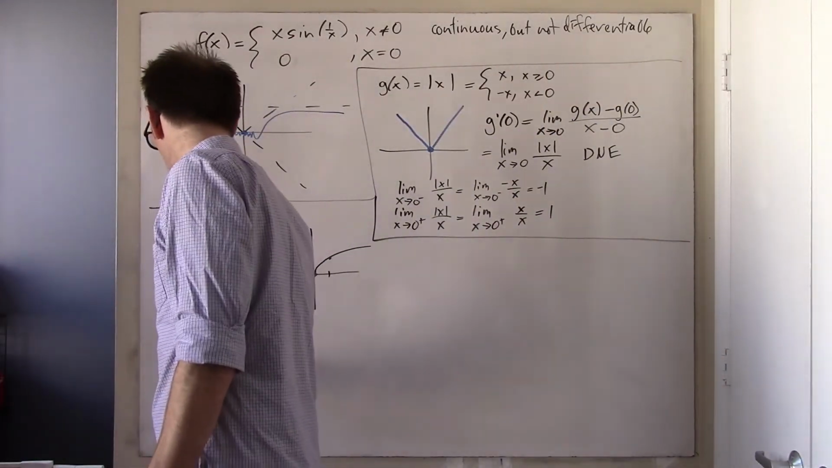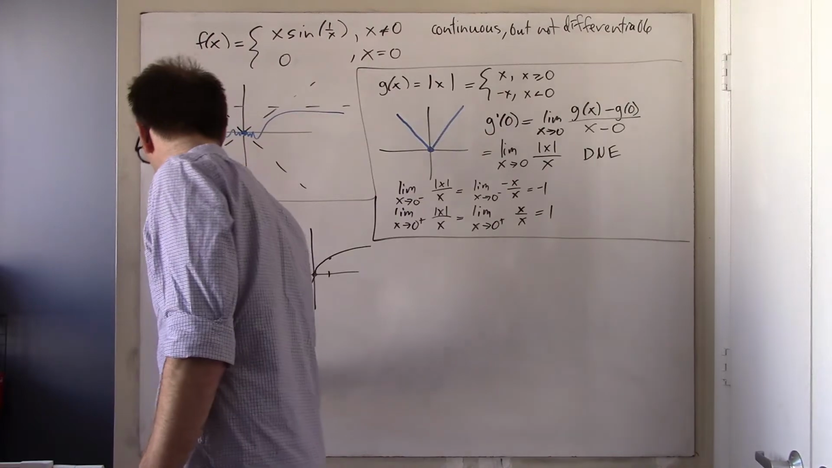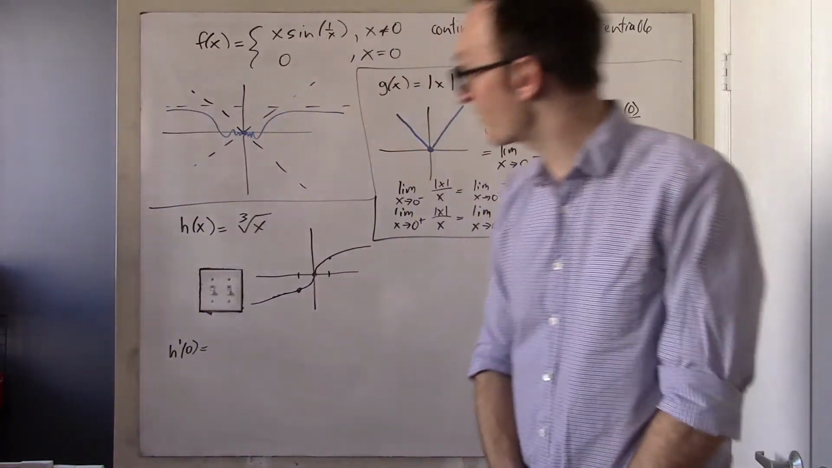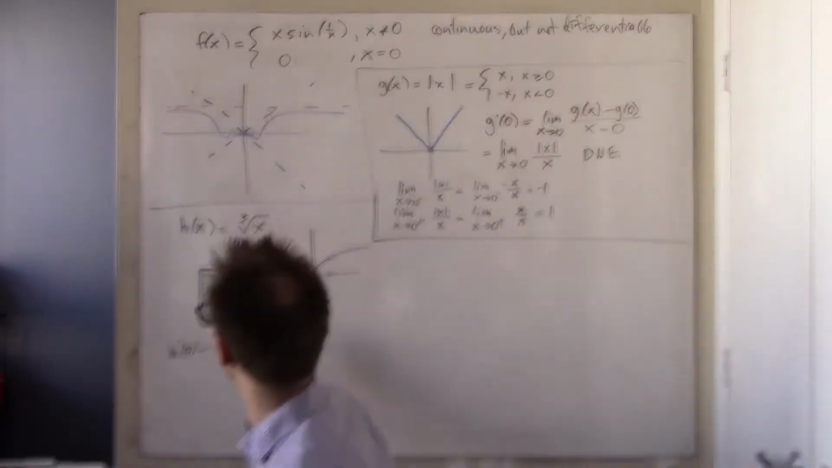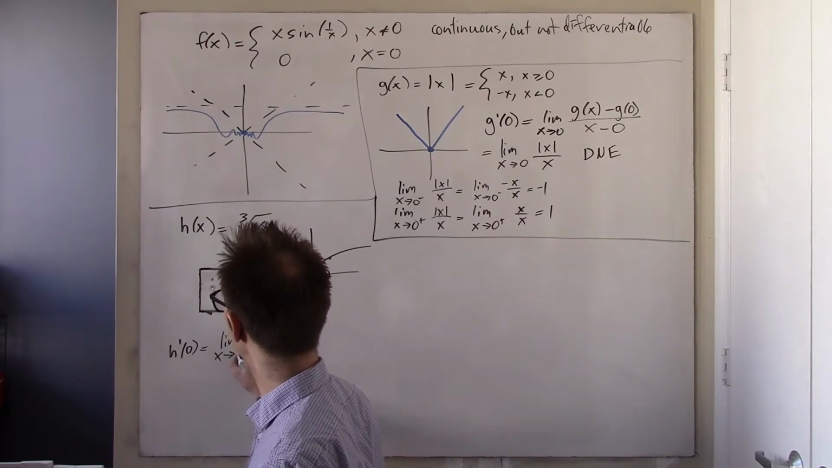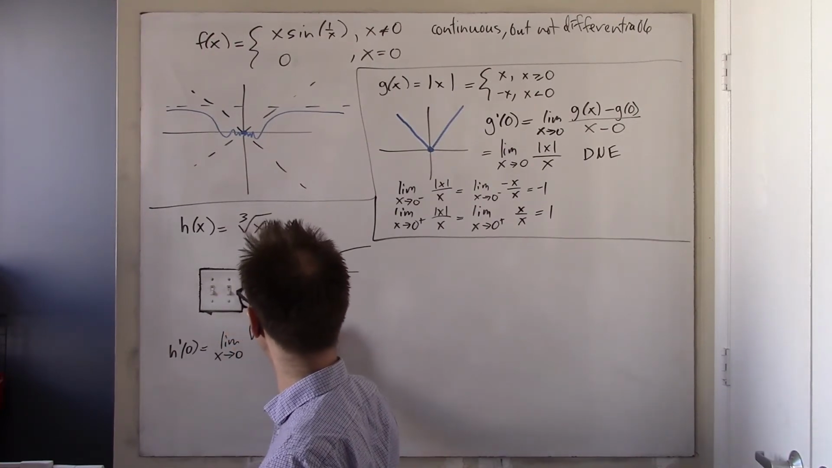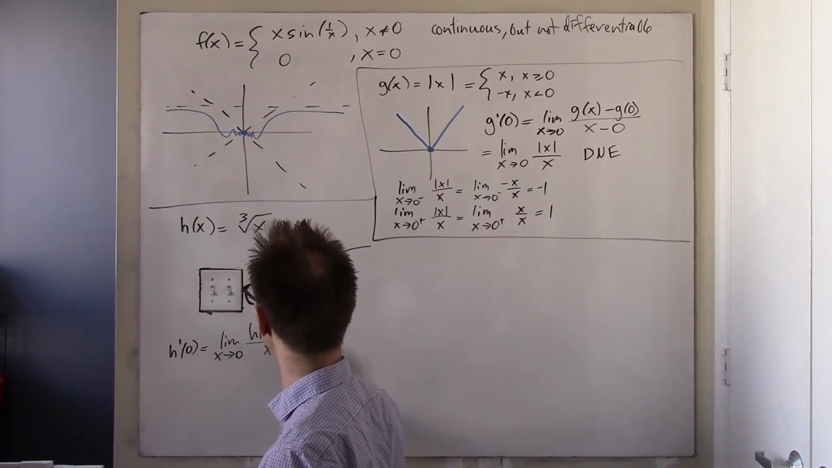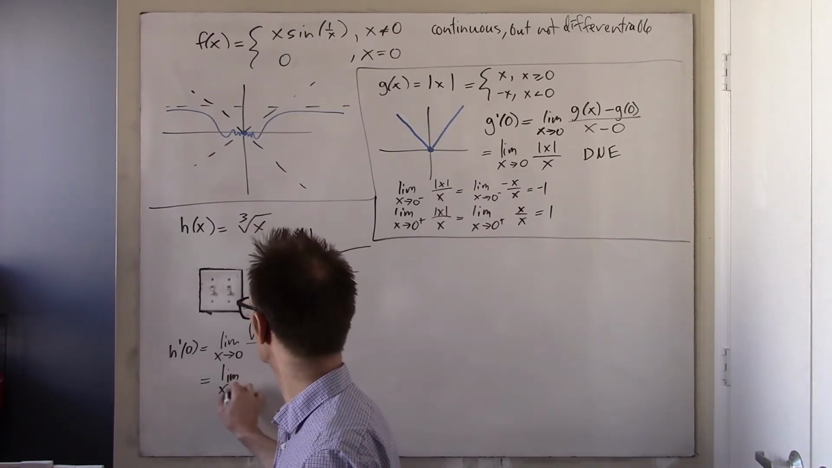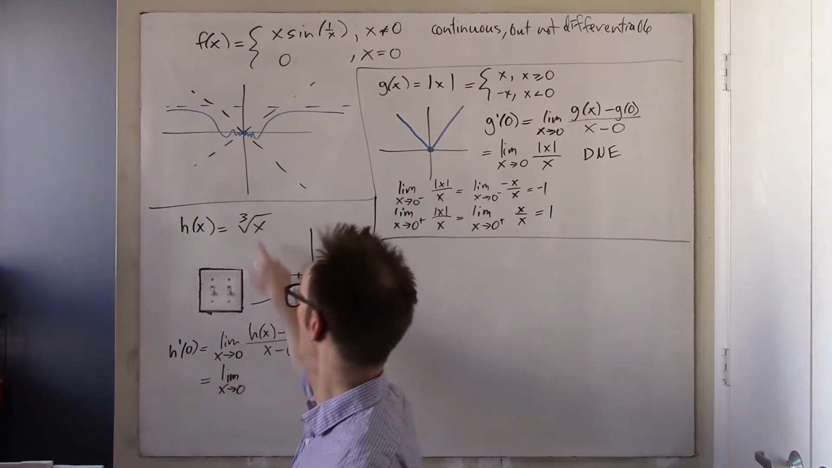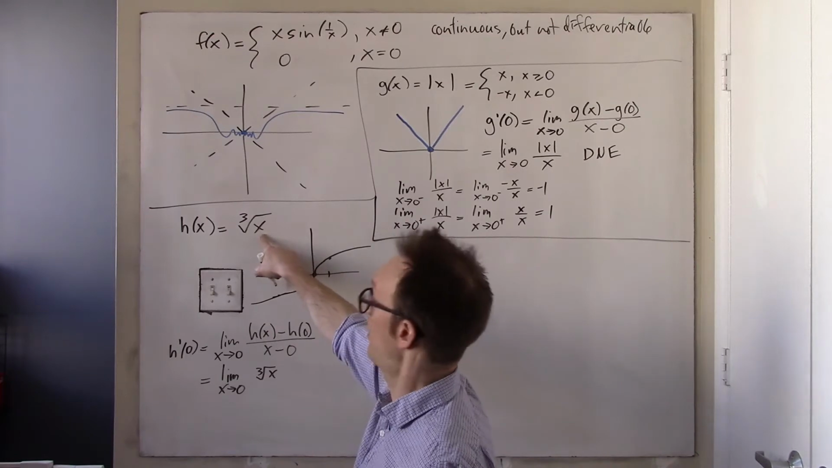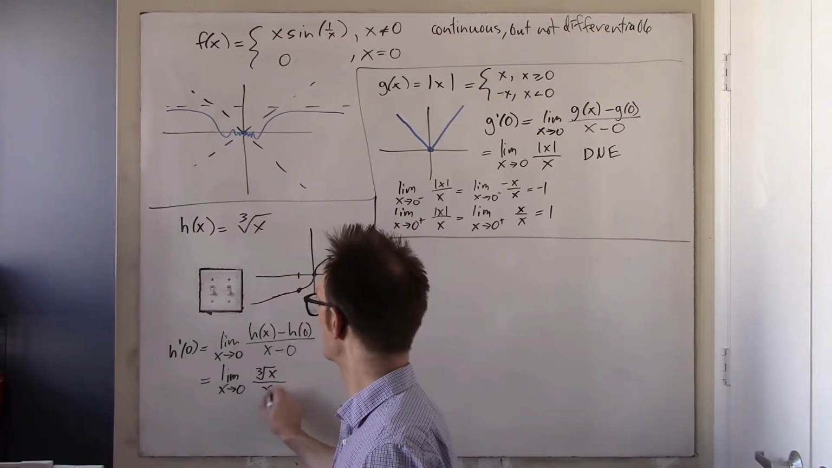Answer, h prime of 0, well, we can just compute it. The derivative at 0 is the limit as x goes to 0 of h of x minus h of 0 over x minus 0. And once again, we get the limit as x goes to 0 of, what is h? Well, it's just cube root x. h of 0 is just 0, of course. And okay, so we just get this.